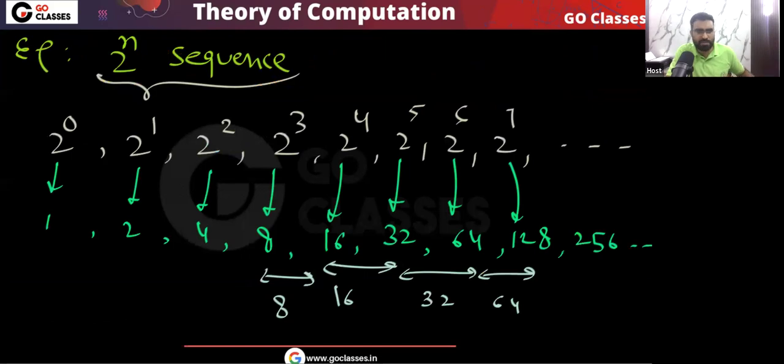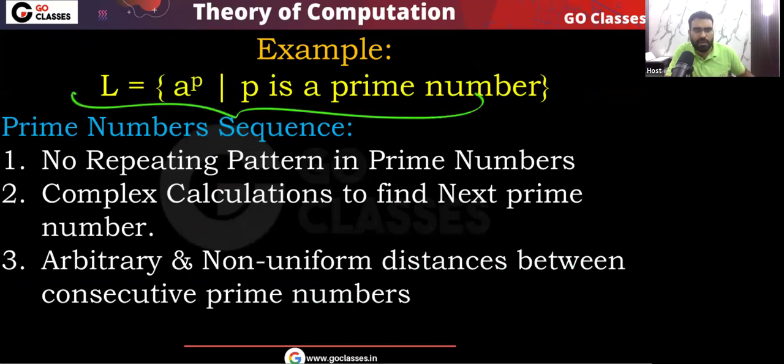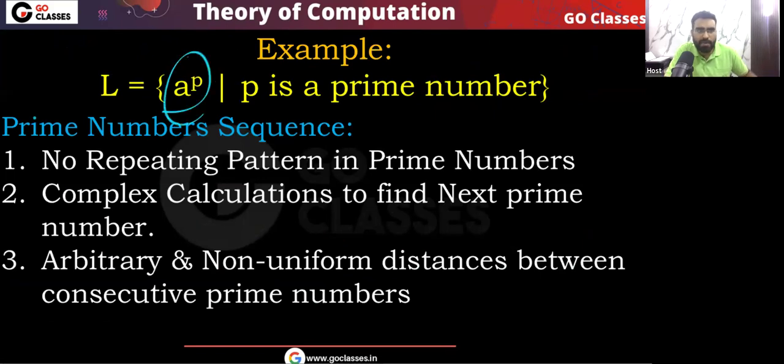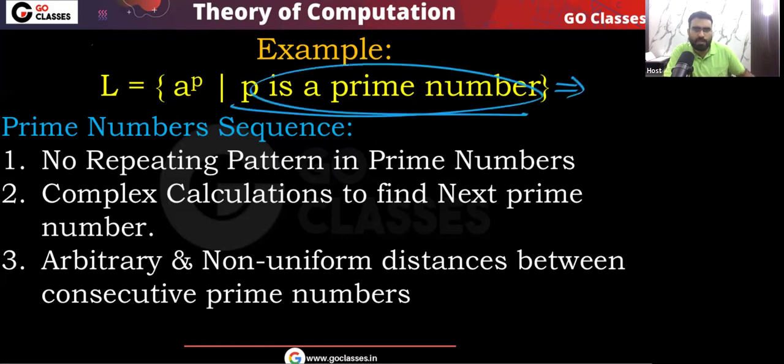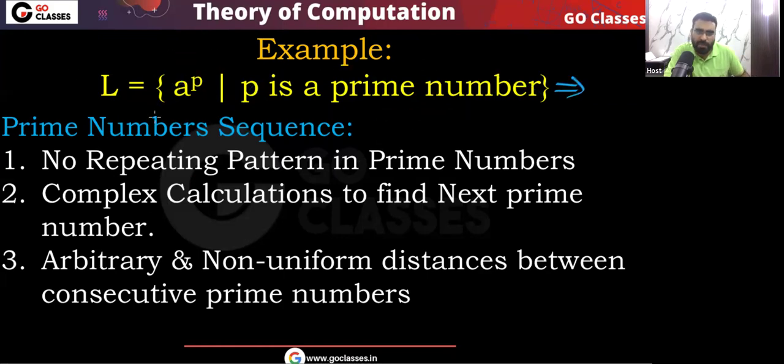Now let's see a lot of examples. Consider a power p, where p is a prime number. Here you can easily see that prime numbers have no repeating pattern. They need complex calculation to find the next prime number, and we have non-uniform and arbitrary distance between consecutive prime numbers. For example, a power 2, a power 3, a power 5, a power 7, a power 11, a power 13, and so on, where p is a prime number. So this is a non-regular language.